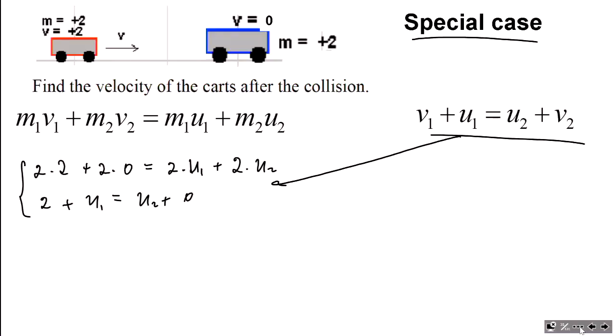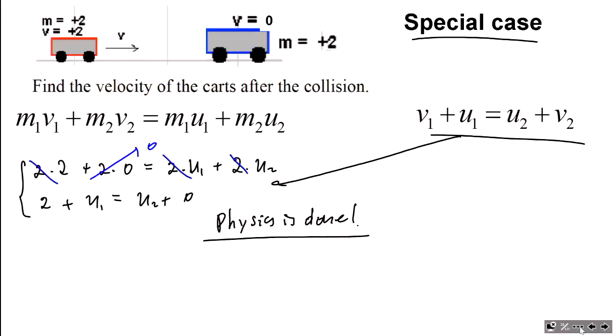So this section doesn't require any thinking. We just have to pick the right numbers and plug those numbers in the right places. Physics is done. Well, let's see what we can do about it mathematically. First of all, I wouldn't multiply 2 times 2 to make it 4. I would cancel these 2's, and that's 0. So what I have is 2 equals u1 plus u2. On the other hand, 2 plus u1 equals u2.